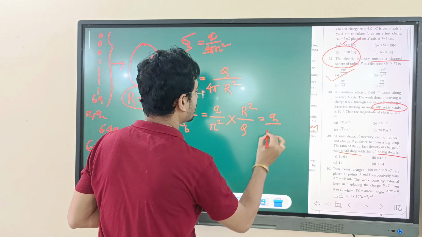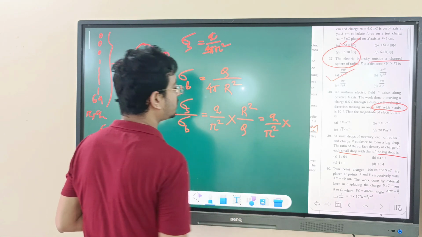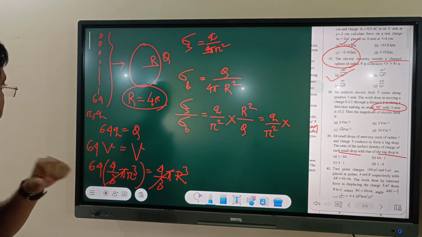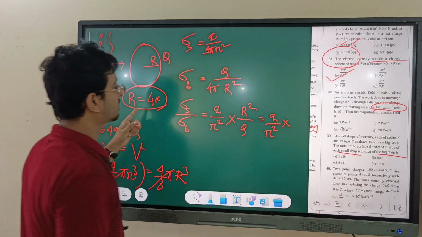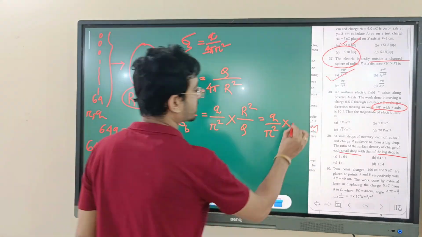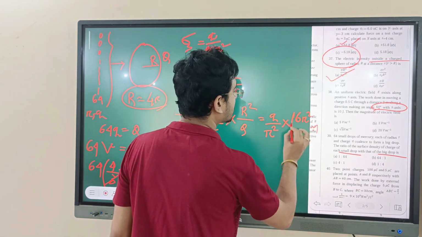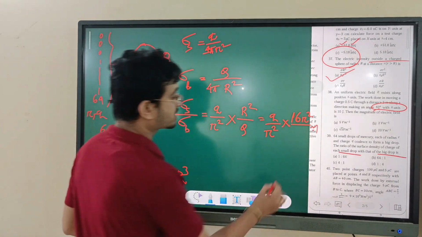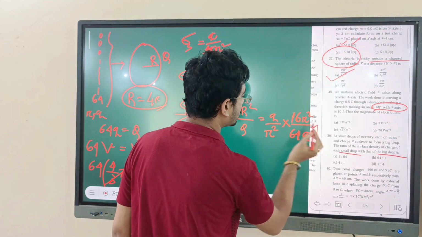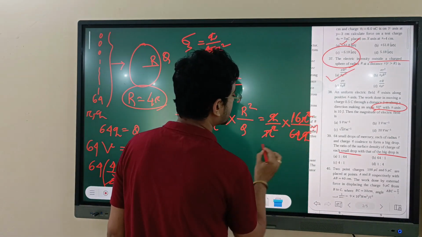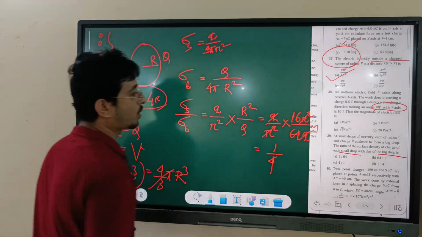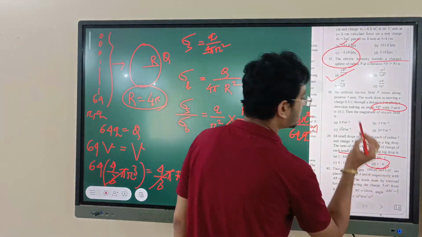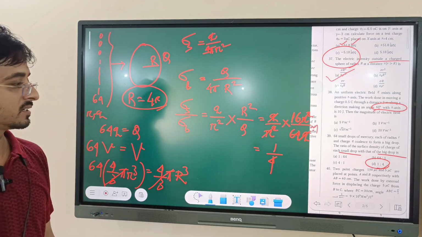This is q by r square into R square by Q. In place of R, that is 4r, so I can write 16 small r square by capital Q. In place of capital Q I can write 64 small q. I am cancelling this out, and this will be 1 by 4. So the answer will be 1 by 4. Option number D will be my correct answer.